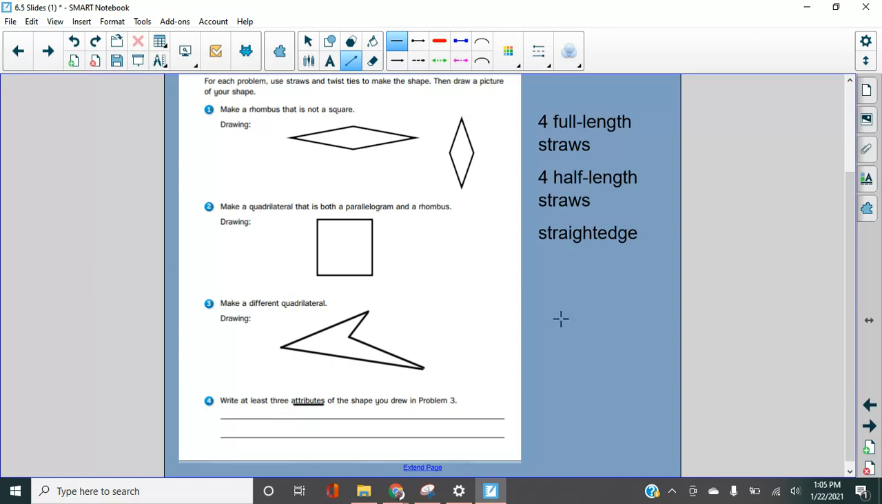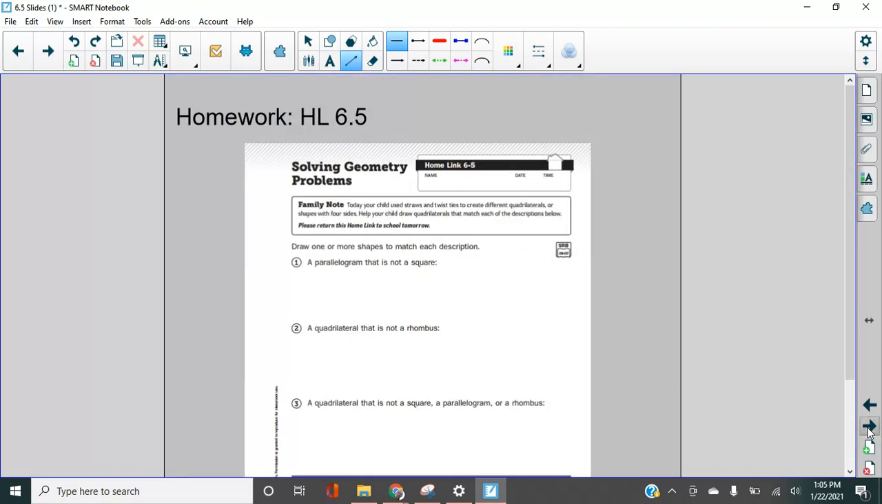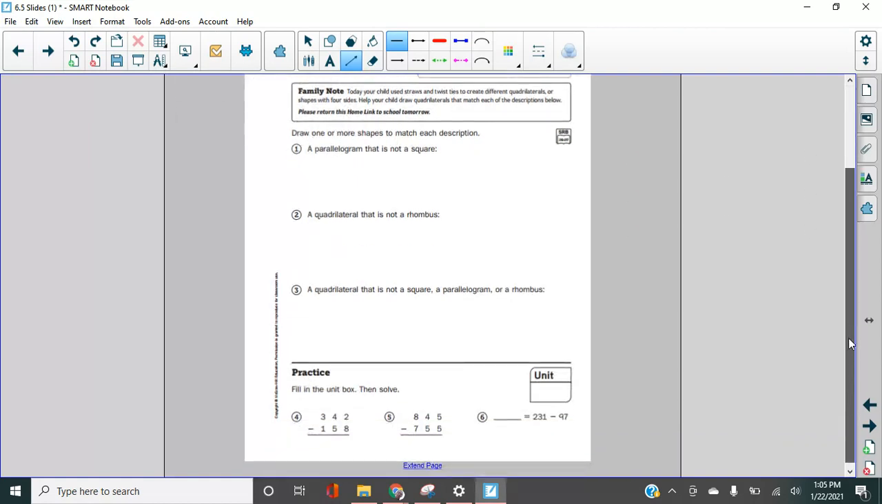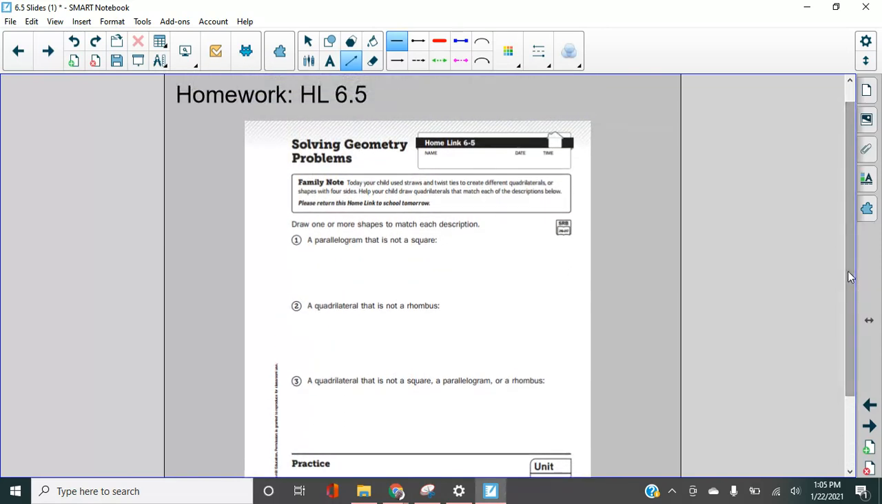Now, what are you going to be doing independently? You are going to be working on HomeLink 6.5. Okay, and you can see that you have a very similar task here to draw some of the shapes that match these descriptions, and then some practice problems down at the bottom. So looking, right, if you're thinking, oh, what's a parallelogram? What's a rhombus? If you're forgetting those, they're available here in this video. If you jotted them down, they're in your notebook. They're also available in your math SRB, right, which you can access online to know what these words mean. That's something that we're focusing on today.